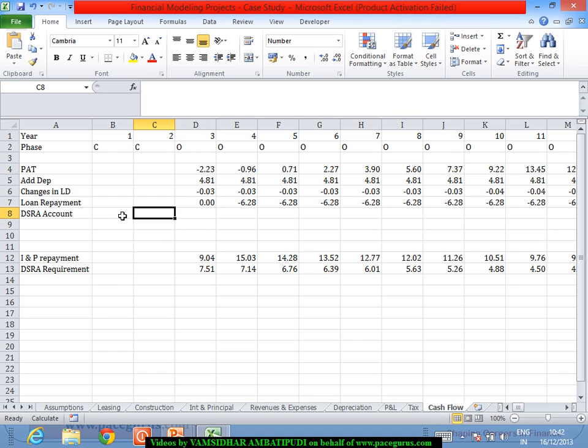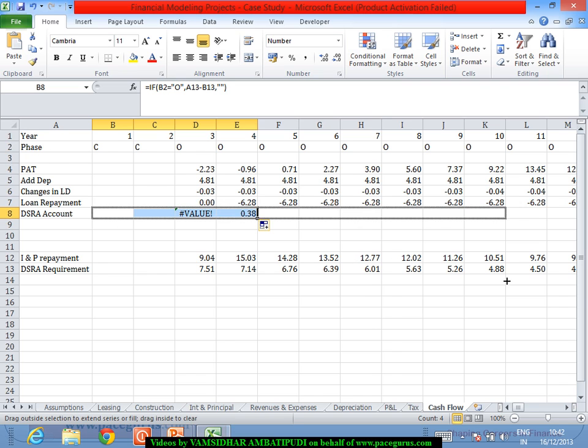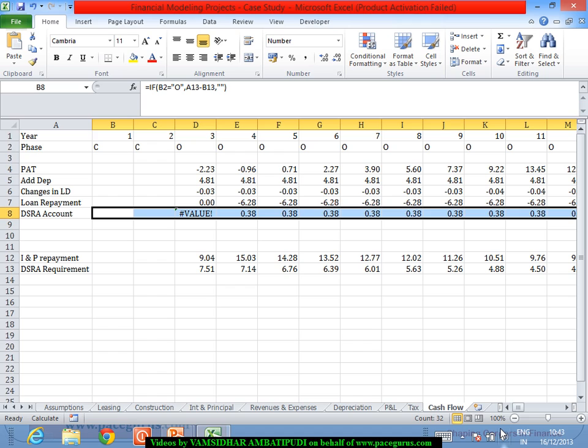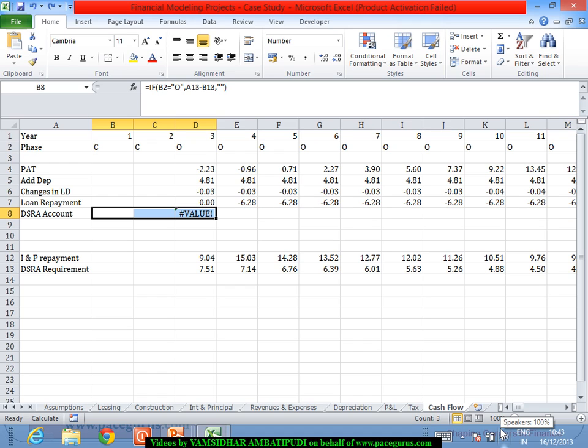So in this, the DSRA requirement in this year is coming out to be a value error, whereas in all the other years it's coming out correct itself. And again here it is coming out to be a value error. So it's better not to have such a formula which will result in a value error for us.